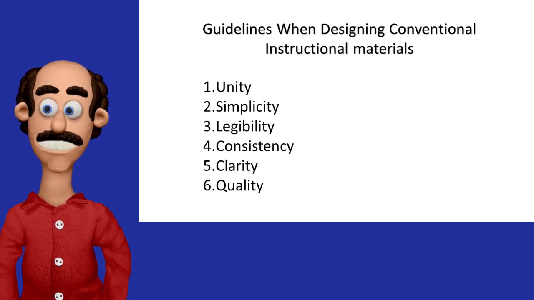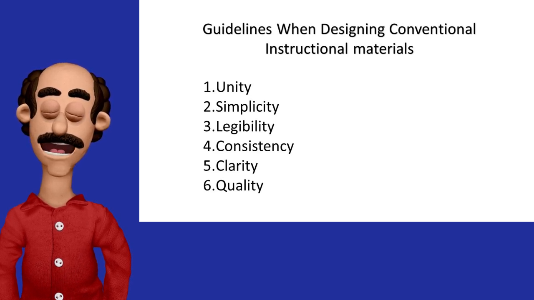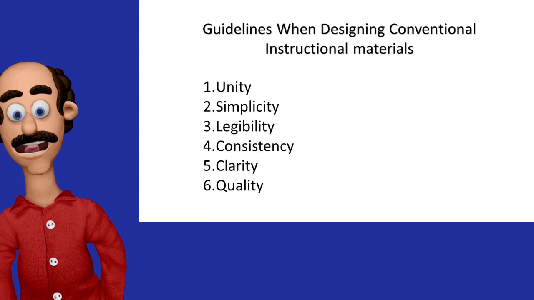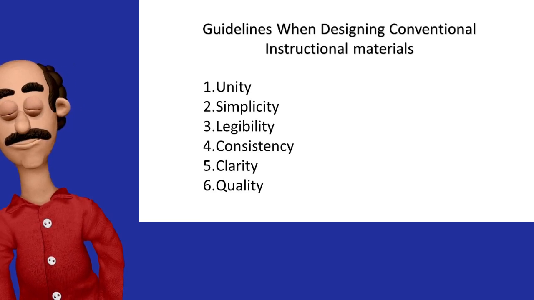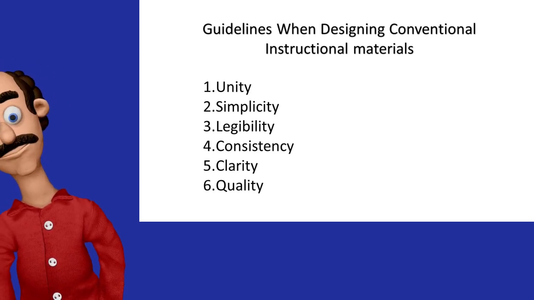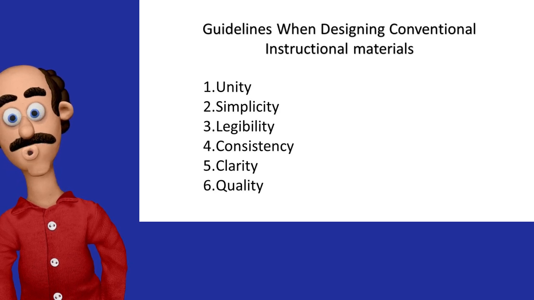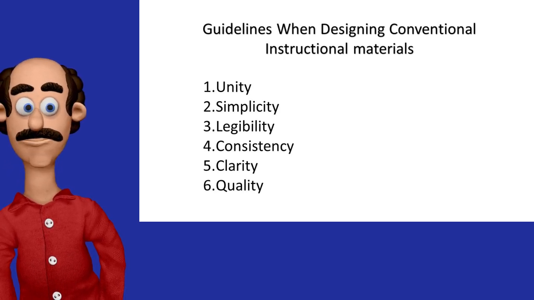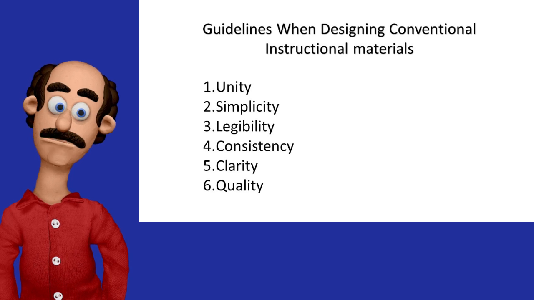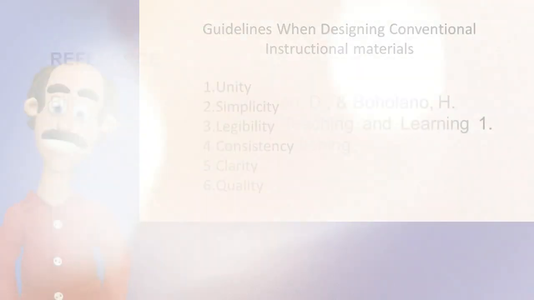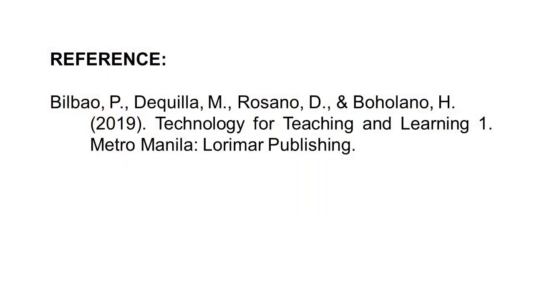The fourth one is consistency. Use the same type, style, and art style. And the fifth is clarity. Clarity is about avoiding type that is too small to read and avoid all caps. And the last one is quality. Make it neat and professional and remember to proofread.